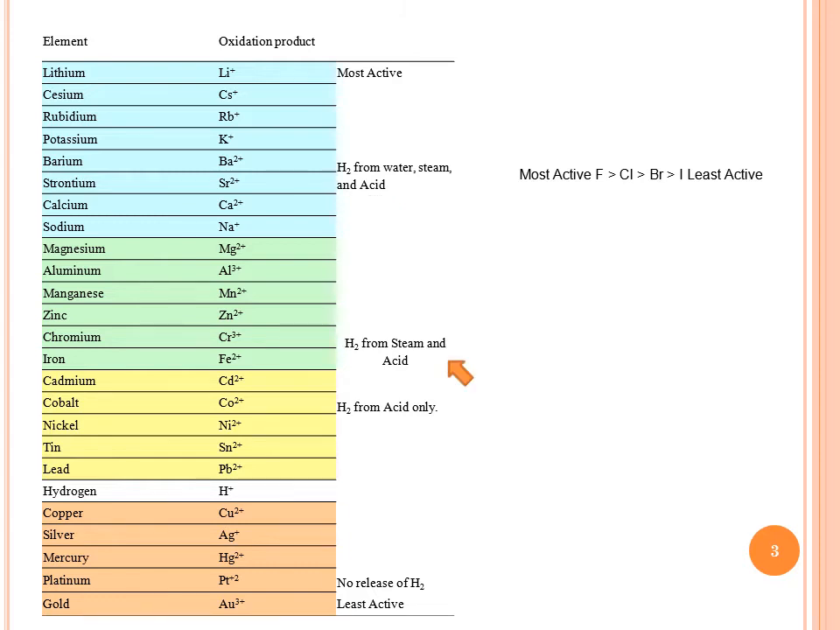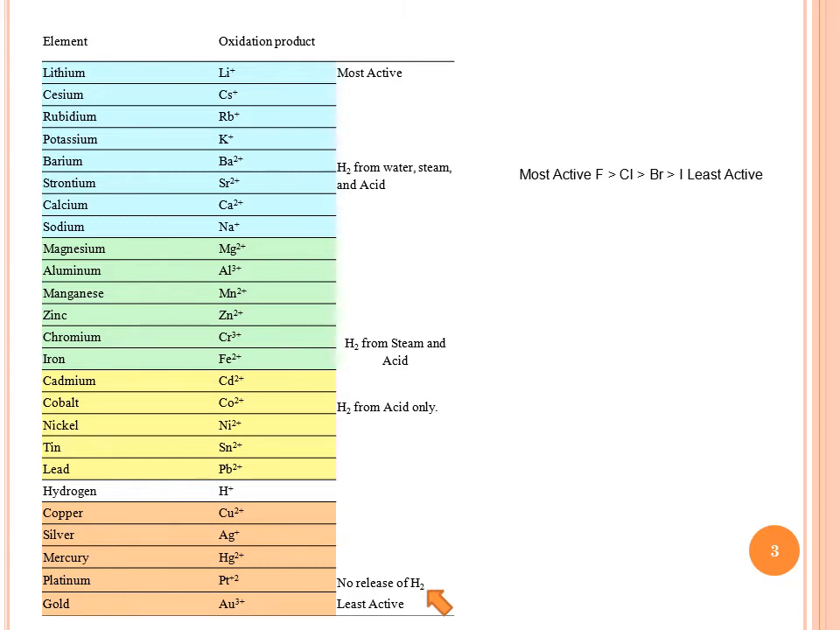These next ones that are in green here will produce hydrogen gas from steam, that is really hot water or water vapor, and acid, non-oxidizing acids in this case. These in yellow will produce hydrogen gas from non-oxidizing acids like hydrochloric acid or acetic acid only, but not from water. These down here at the bottom are the least active and will not release hydrogen gas from water or acid.